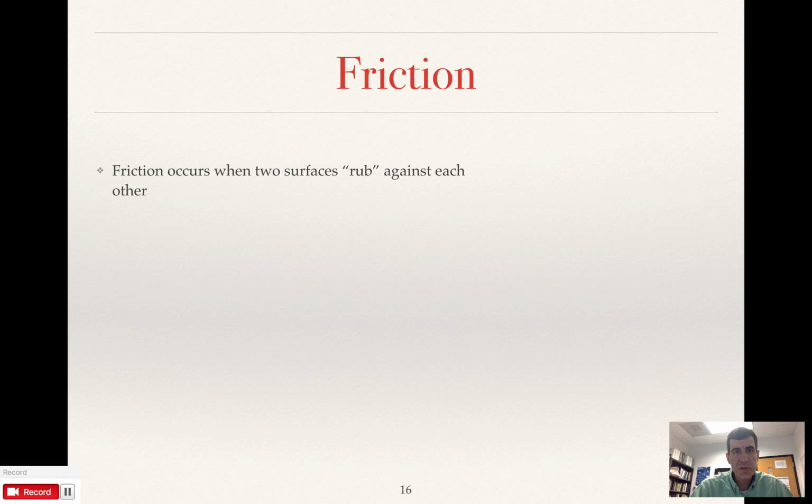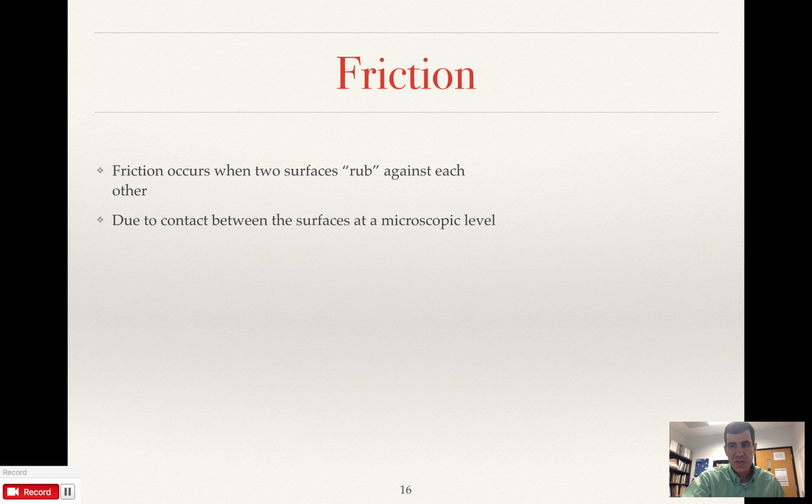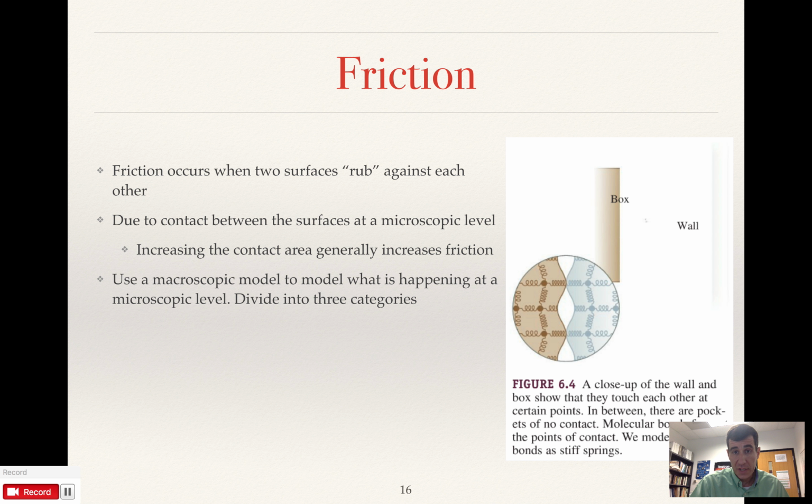So friction occurs when you have two surfaces that rub up against each other. It's due to contact between those surfaces at a microscopic level. In general, that means the smoother things are, as you increase the contact area, there are more interactions at the microscopic level, so the friction is going to increase.